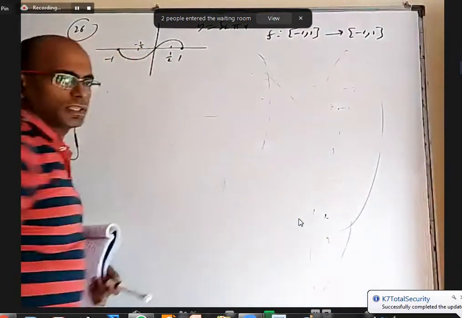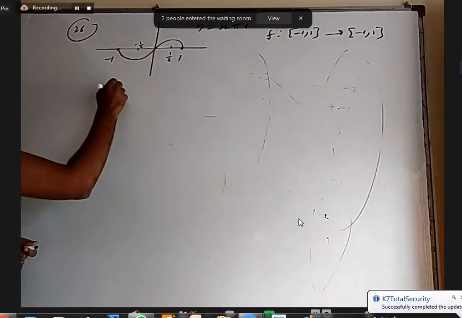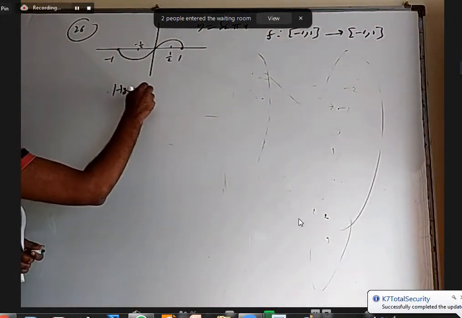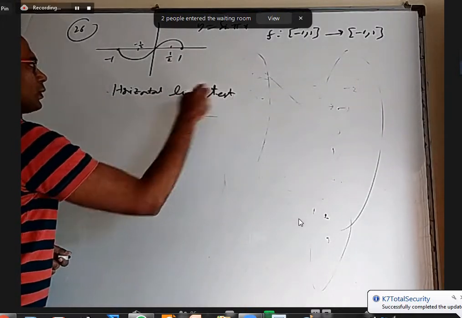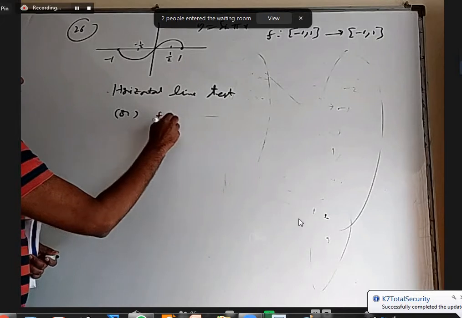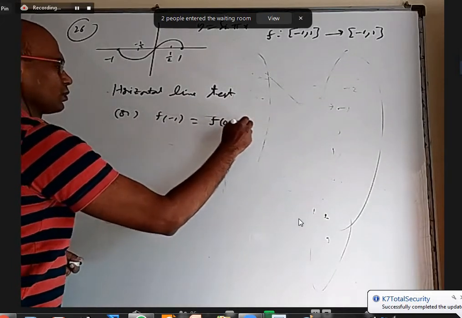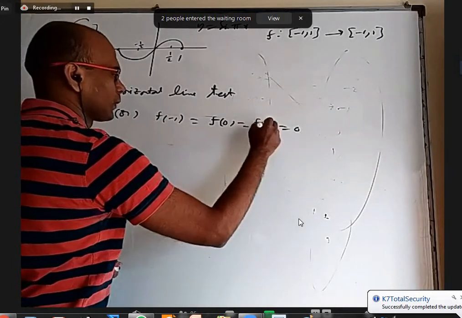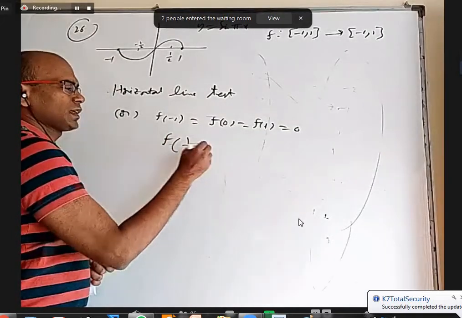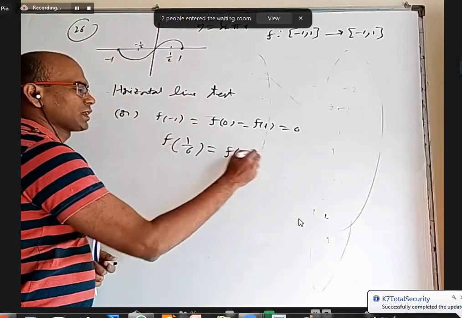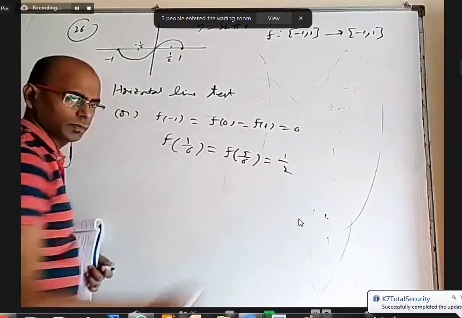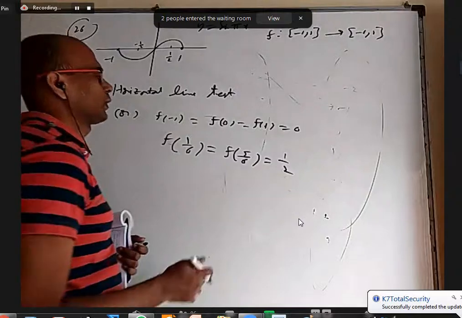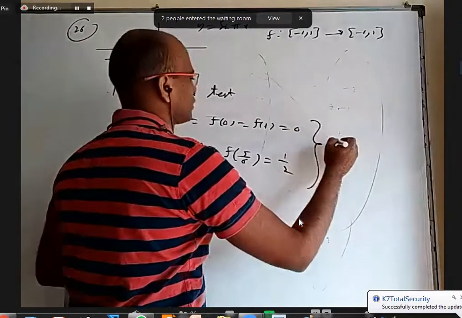Not one-one is always easy. So either you can say horizontal line test, or you can just tell f of minus 1, f of 0, f of 1, all are 0. Or you can tell f of 1 by 6 is equal to f of 5 by 6 is equal to sine 30 degrees or sine 150, 1 by 2. Any other example you can give. Okay. So f is not one-one.